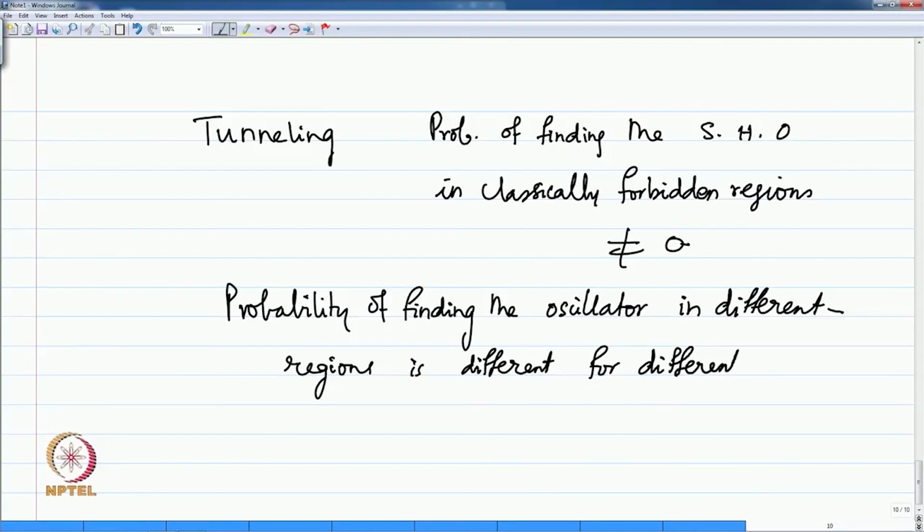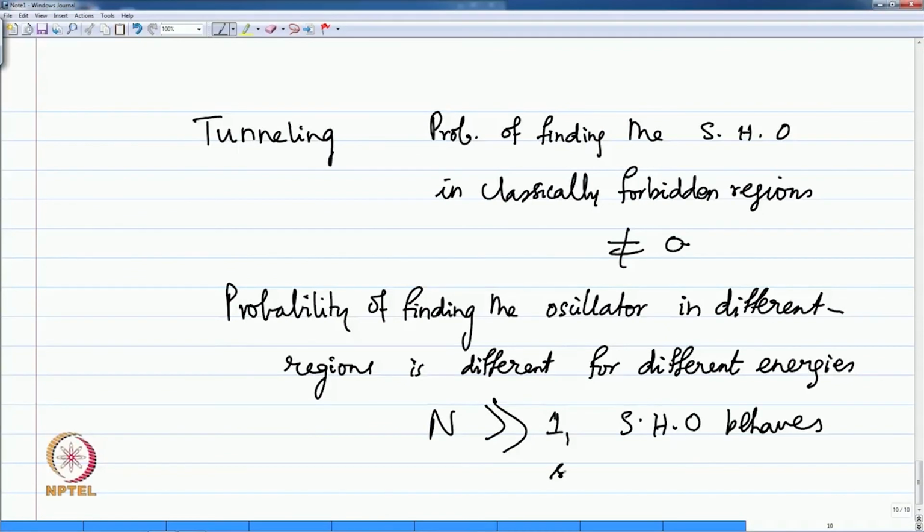Therefore, there is no uniformity except that when n is extremely large, the simple harmonic oscillator behaves similar to the classical simple harmonic oscillator. So, these are the things that need to be kept in mind. What we will do in the next lecture is to study the probability and also calculate some of the expectation values like the average value for the harmonic oscillator position and the momentum, etc. Until then, thank you very much.